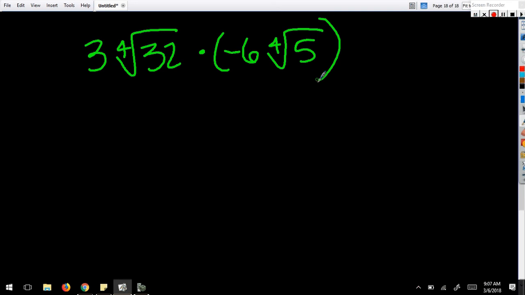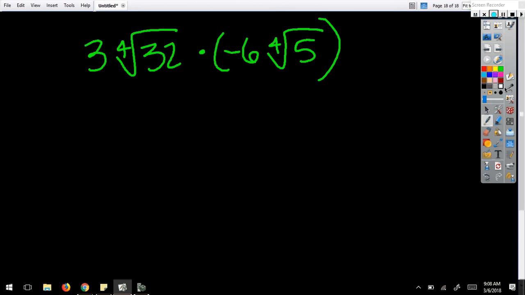Ooh, this one's different. You looked at it like you don't even know where to start. Let's start here. Let's think about this. When there's a number in front of the radical, put that under. What are you doing?